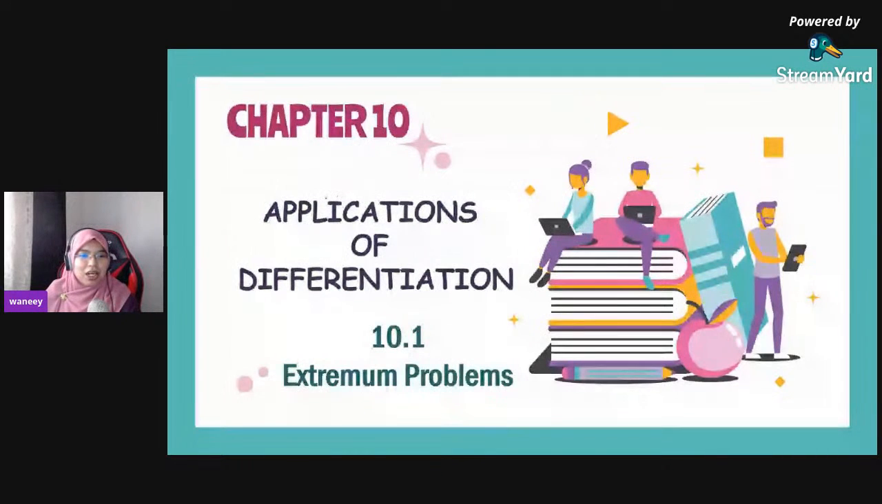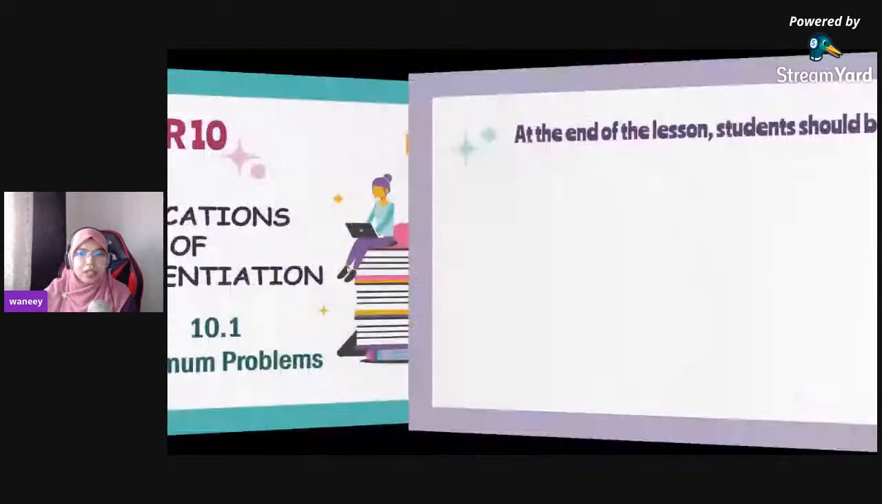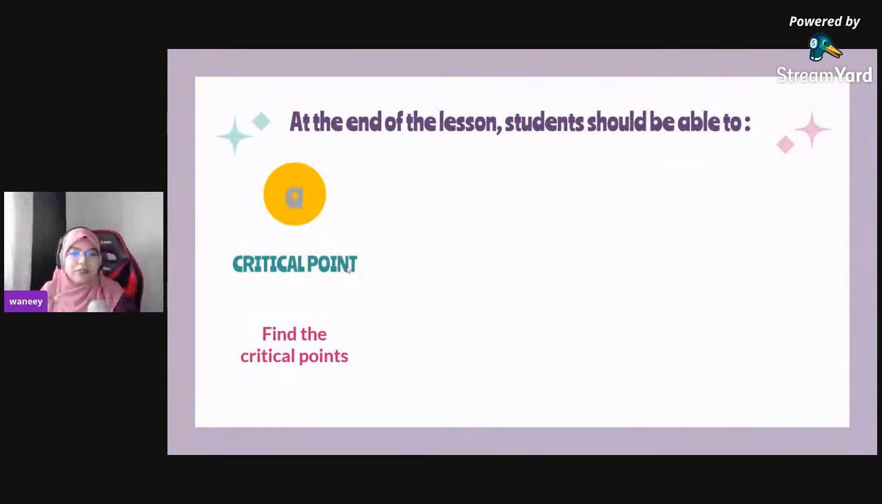Okay, so now we're going to start with application of differentiation. So 10.1, we are going to look at the extremum problem. Okay, so now let us go to the next slide. At the end of the lesson, firstly, you should be able to find the critical point. So we're going to learn how to calculate the critical point.